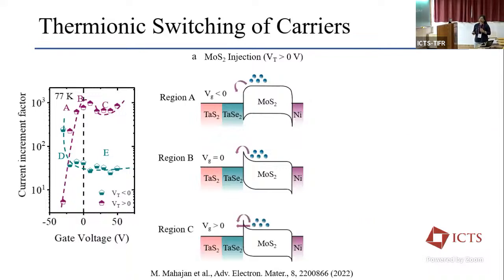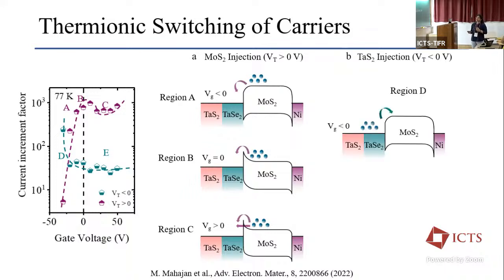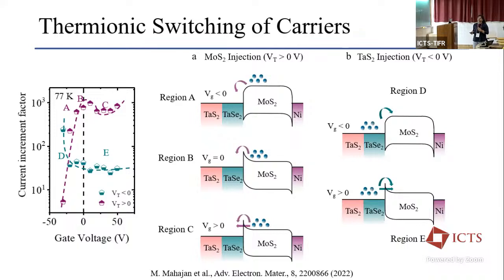Next, in region C, for Vg much greater than 0, the band bending increases and the electrons can simply tunnel through. So now the transport is generally dominated by tunneling, and we have a low current jump because it is not further controlled by the thermionic barrier. For TaS2 injection, similarly, for Vg much less than 0, there is a barrier and then there is a high current jump because it is sensitive to the local temperature. And similarly, for Vg greater than 0, there is tunneling happening and the current increment factor reduces.